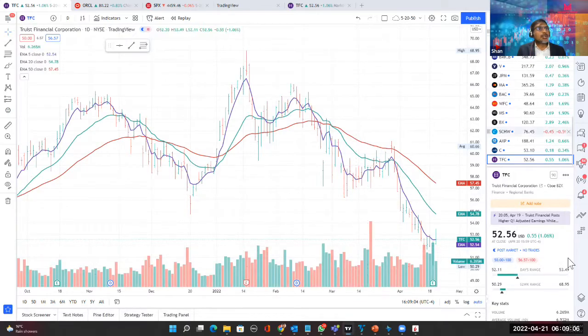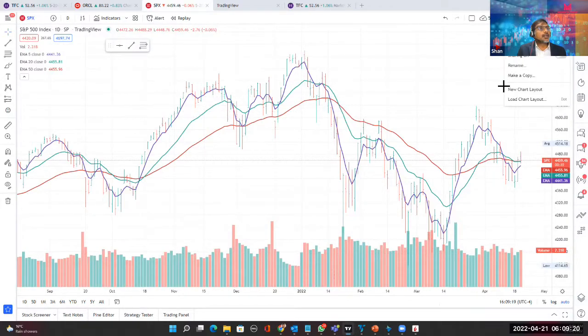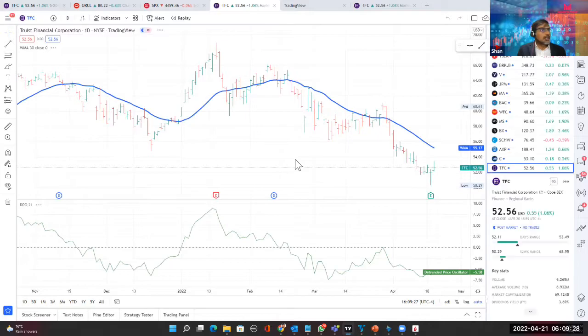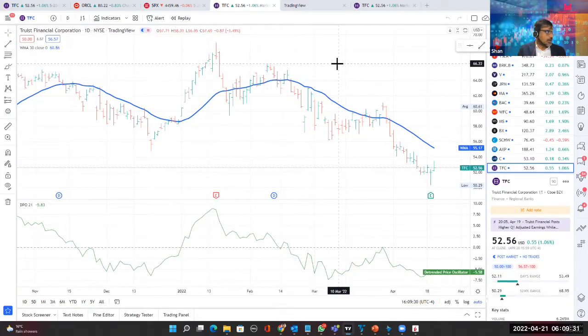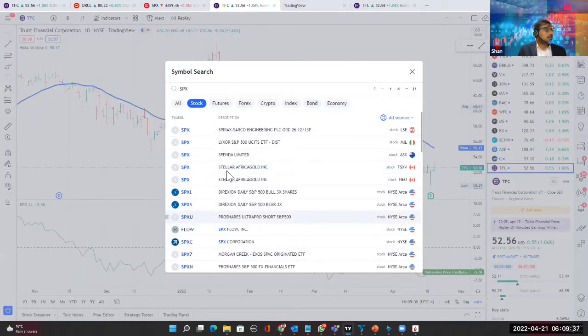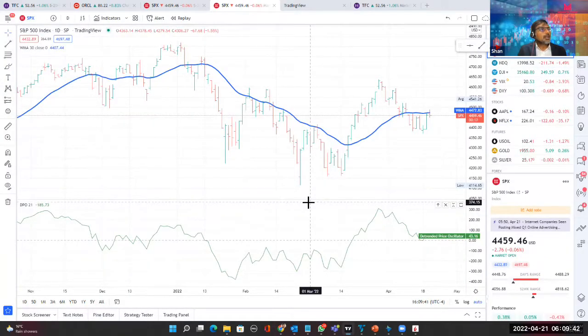Okay, so I will finish with the analysis of the market as such. Let's look into the SPX. So when understanding the market, I follow another tool there, which is called market timing. One day I will explain to you about the market timing, but at this moment, let's just go to the SPX index and try to understand what we have here.